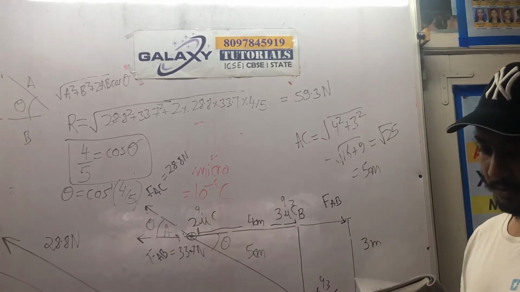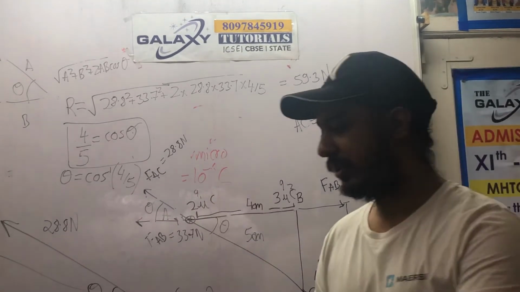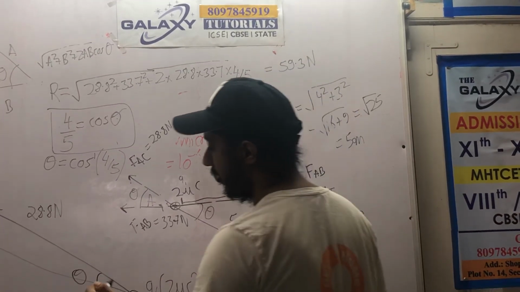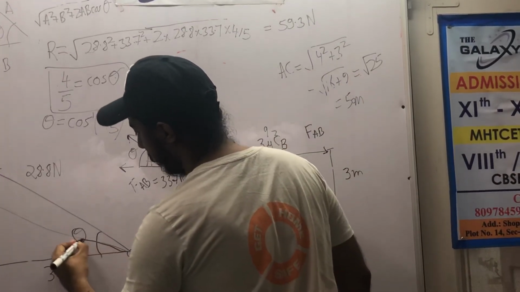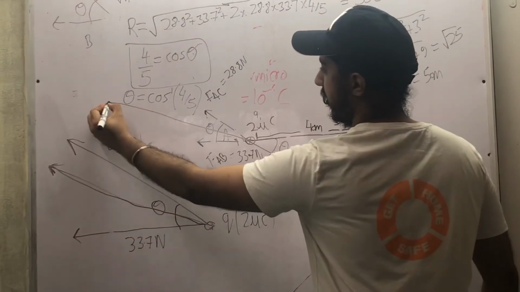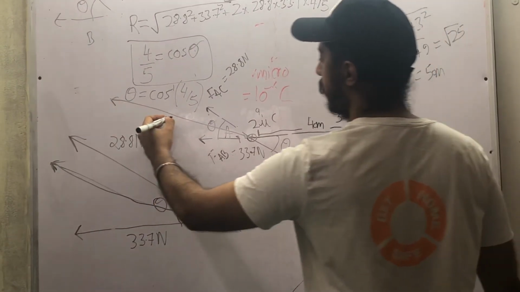Okay, so now one more thing that is left for us to do. Now we have found out the resultant. This is the resultant vector. This here is the force that is acting. This force is how much?